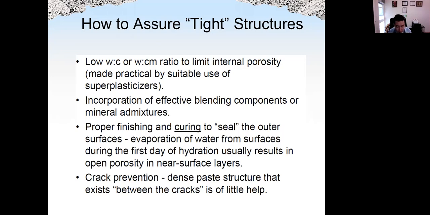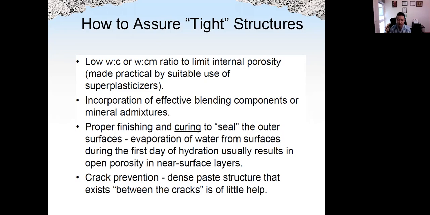We can also incorporate blending components, which means fly ash, slag, or silica fume. So that may also reduce the permeability, or proper finishing and curing to seal the outer surface. So evaporation of water from the surface will be limited. And also make sure the concrete does not crack due to many reasons.